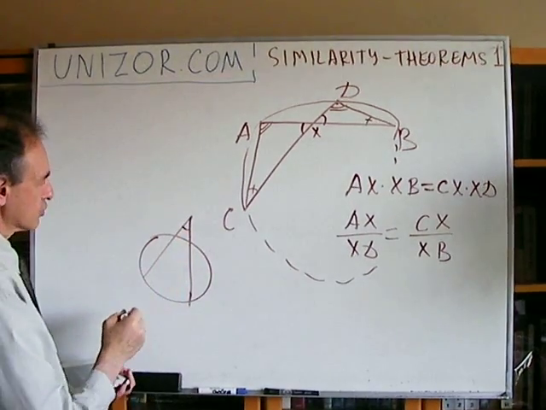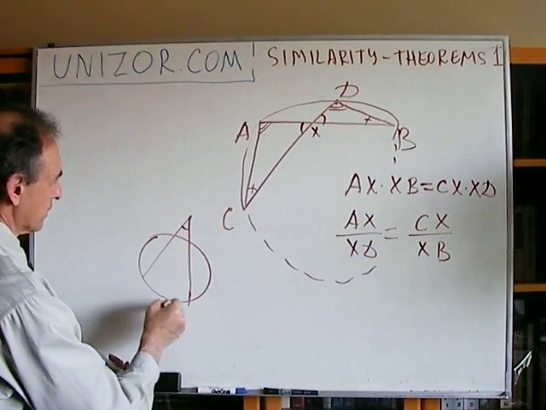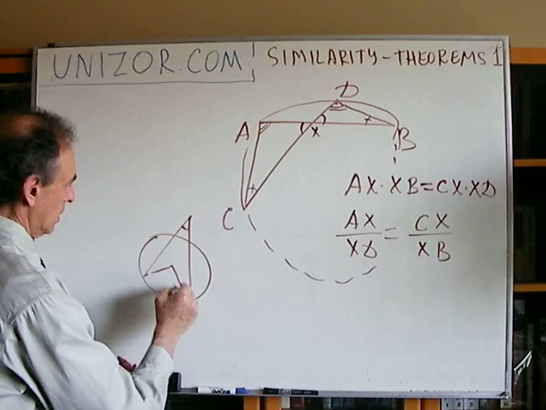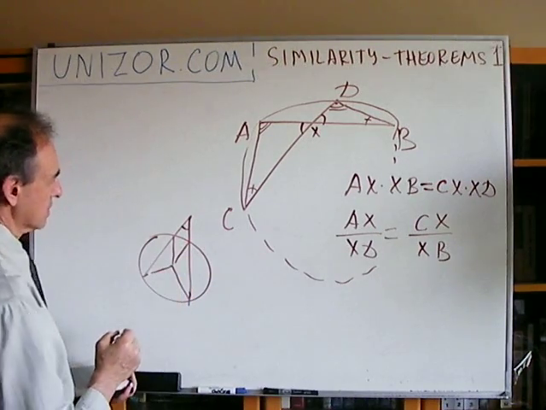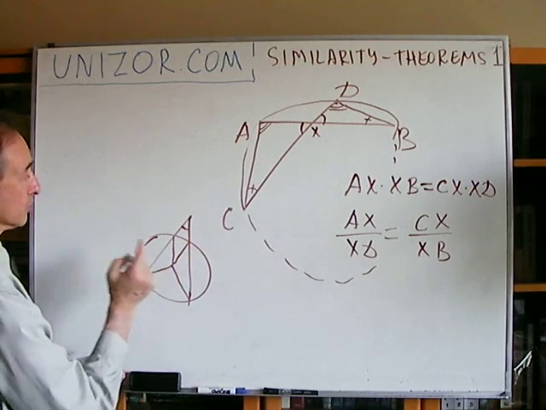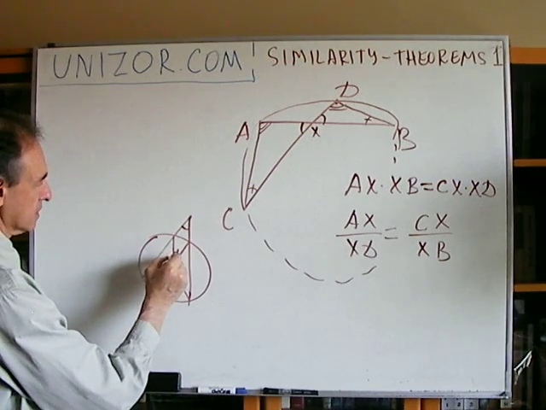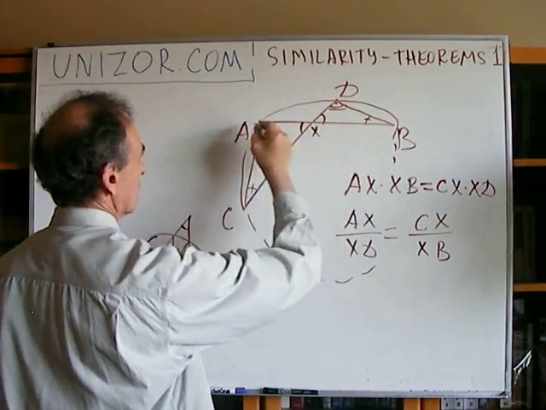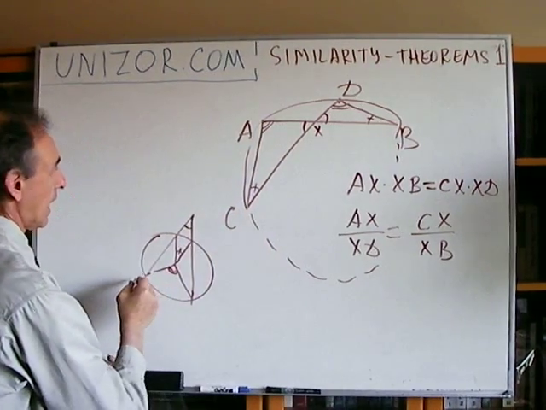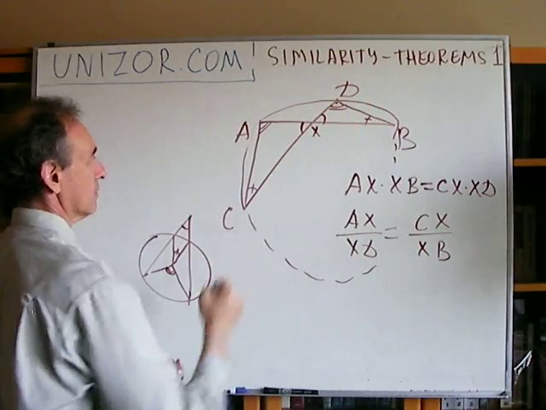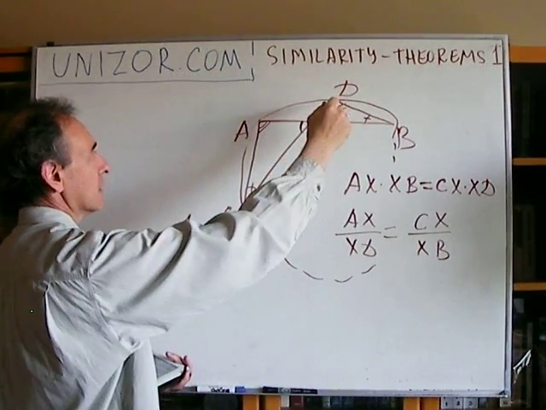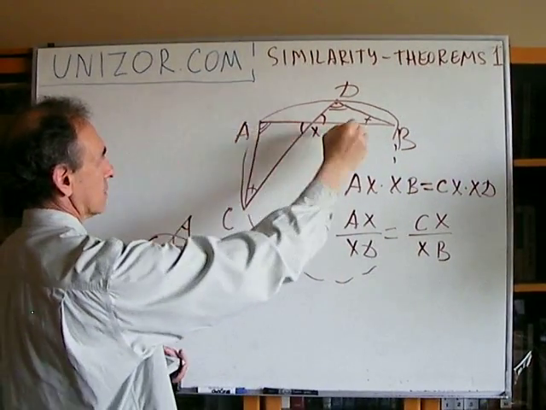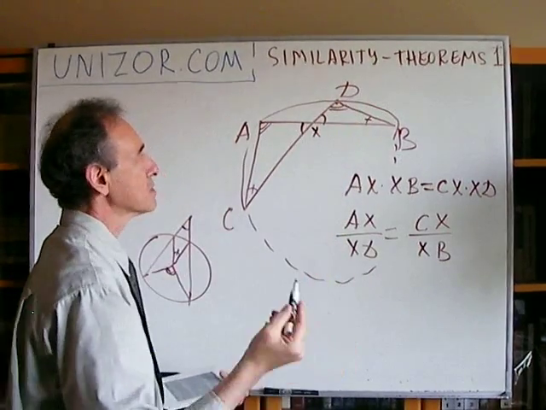Now, this angle is measured as half of this arc minus this arc. When I'm saying arc, I mean the central angle which is supported by this arc. So this angle is equal to half the difference between this and this. But this angle is exactly half of this arc without any kind of difference, which means that if D is outside, it cannot be equal, since it's supported by the same arc as this angle. It will always be less than.